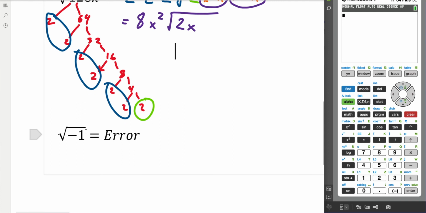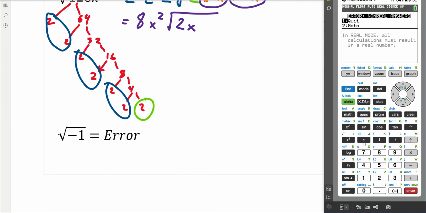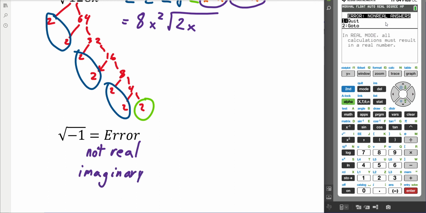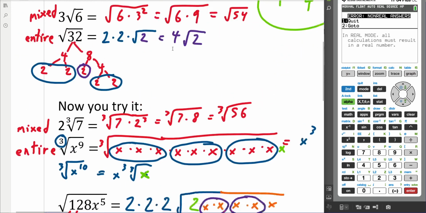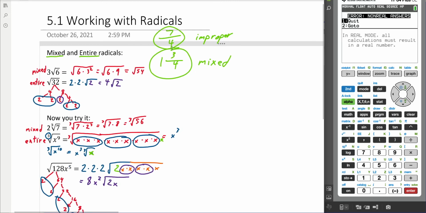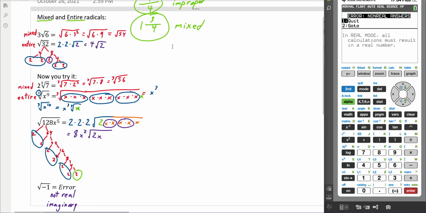All right, and the last thing I just want to mention very quickly is square root of -1 gives us an error. You can feel free to try this in your calculator, as I'm doing on the right. And you'll see that it gives you non-real answers. So this is not a real number. In fact, it is called an imaginary number. So fun fact there, and we can't have that. That'll mean that it does not work. All right, so I hope this video helped you understand working with radicals a little bit better, and good luck.